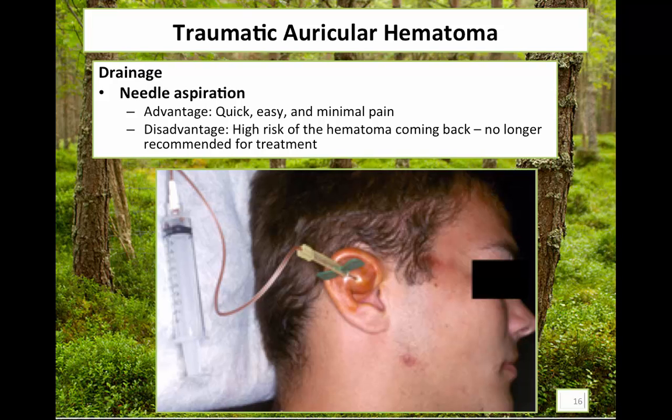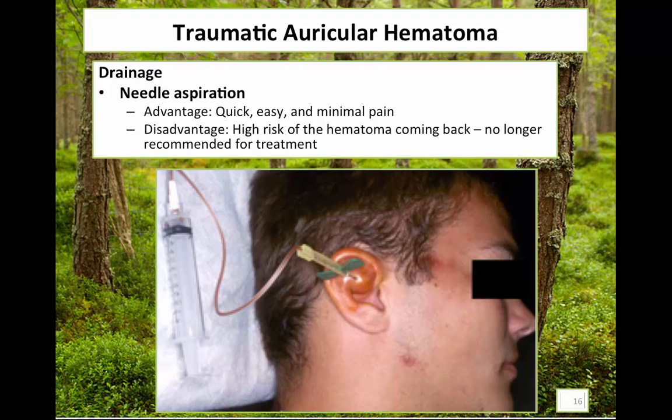Drainage can include both needle aspiration and incision. Needle aspiration, the advantage is it's quick and easy with minimal pain. The disadvantage is there's a high risk of hematoma returning. Therefore, many professionals no longer recommend needle aspiration for treatment. However, it is still often performed.